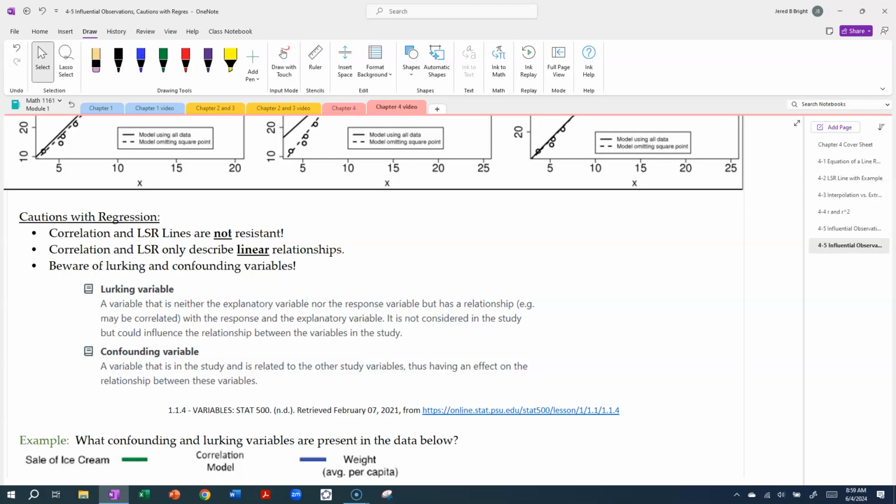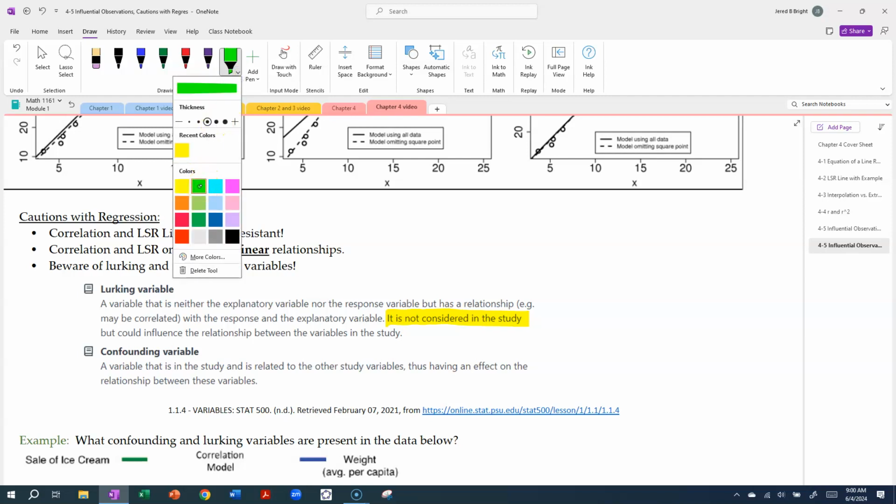Okay, now these are very tricky concepts. So a lurking variable is not the explanatory nor the response variable, but it has some relationship with the explanatory and response variable. Key thing, it is not in the study. But it could influence the relationship between the variables. We'll go through an example here in a minute, but it has to be a variable that's outside of the framework for the study that could influence the study.